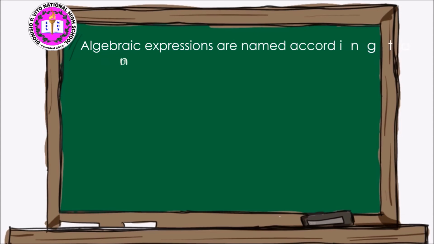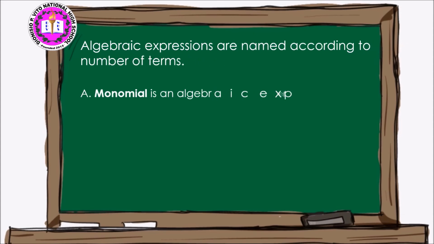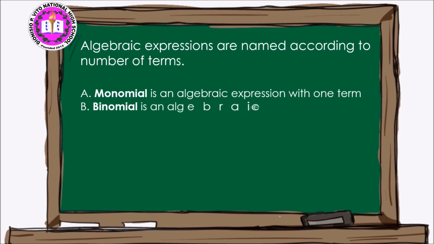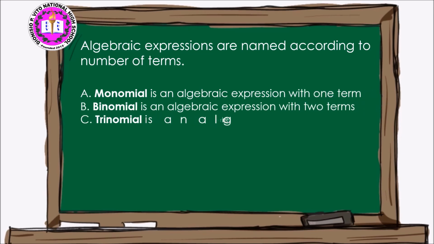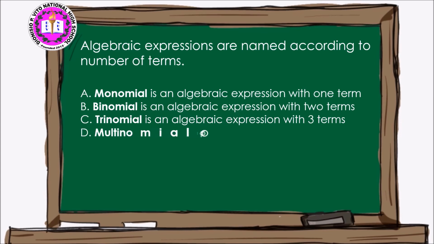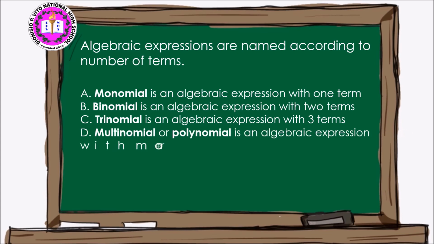Algebraic expressions are named according to number of terms. First, we have monomial, an algebraic expression with one term. Next is binomial, an algebraic expression with two terms. Trinomial is an algebraic expression with three terms. And multinomial or polynomial is an algebraic expression with more than three terms.